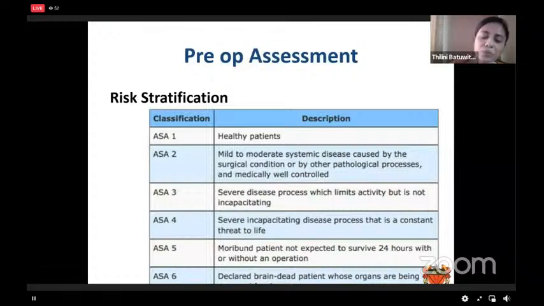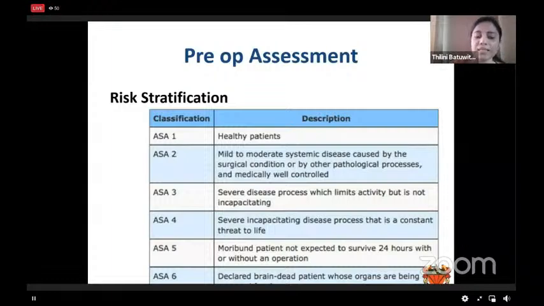ASA 2 is a mild to moderate systemic disease, but well under control. For example, a patient who has well controlled diabetes or well controlled hypertension comes under the ASA 2 category. Mind you, it's not mentioned here, but smokers, and also overweight patients with a BMI, I think, less than 40, come under ASA 2. Even if they don't have any other risk factors, obese patients are not considered healthy, so they come under the ASA 2 category.